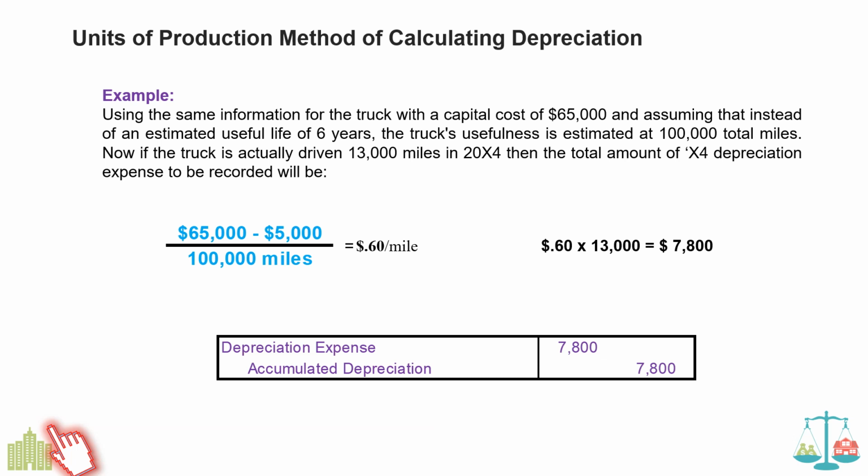using our same truck. Again, a capitalized cost of $65,000. And assuming that instead of a useful life of 6 years, we'll assume that the truck's usefulness is estimated at, instead of years, 100,000 total miles. In other words, when this truck reaches 100,000 miles, that's when we're going to sell it, not at the end of 6 years per se.